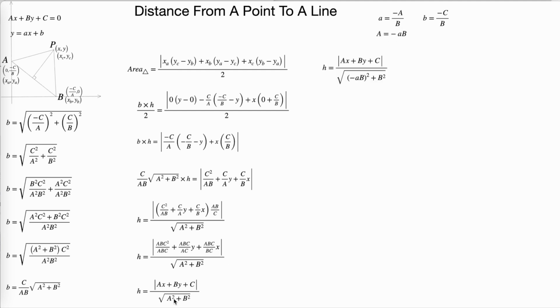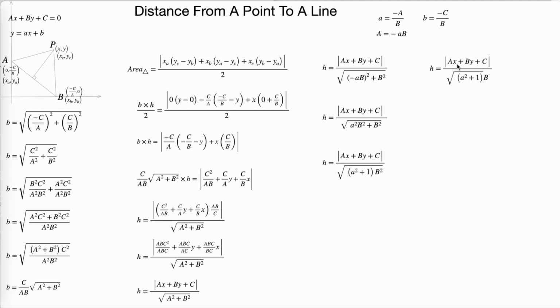I'm going to replace this a with negative ab. Instead of a squared, I have negative ab squared plus b squared. Square that. That gives me a squared b squared plus b squared. Factor out the b squared. That's going to give me the absolute value of ax plus by plus c all over the square root of a squared plus 1 times b squared. Pull the b squared out from inside that square root. So I'm basically taking the square root of b squared. We're left with b.